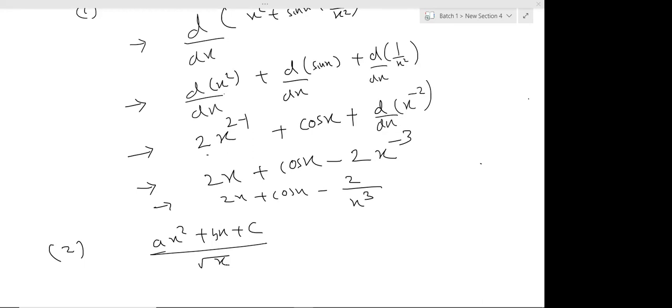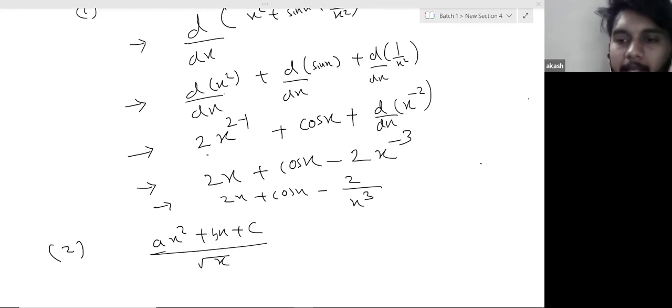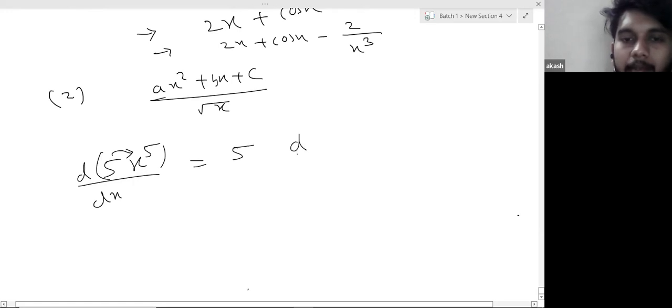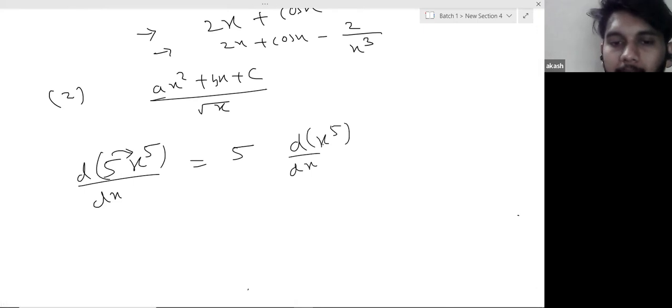If there is any constant multiplied, you can take that out of differentiation. Suppose you have 5 x raised to the power 5 to differentiate. Any constant multiplied in any function, you can take this 5 outside. So this will be d by dx of x raised to the power 5.